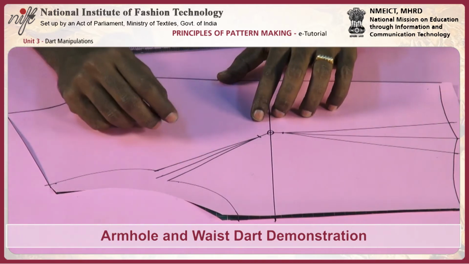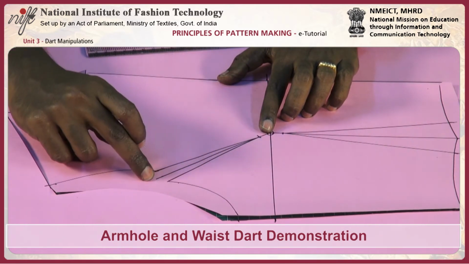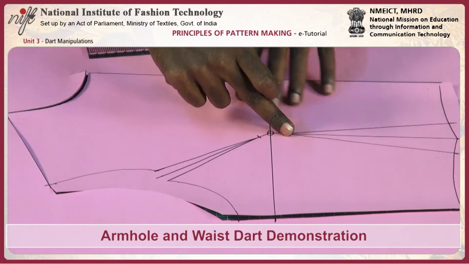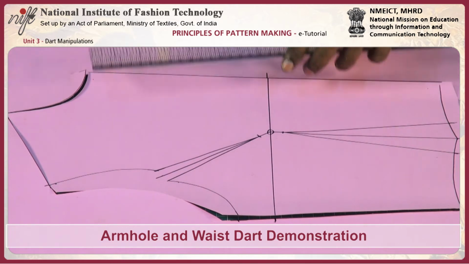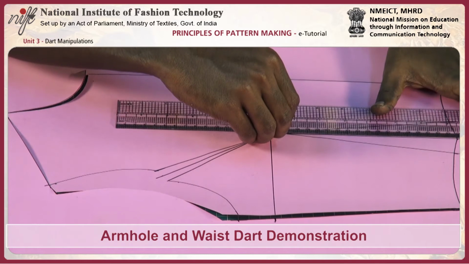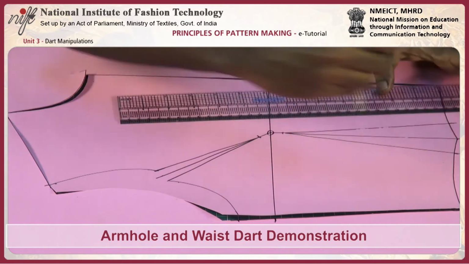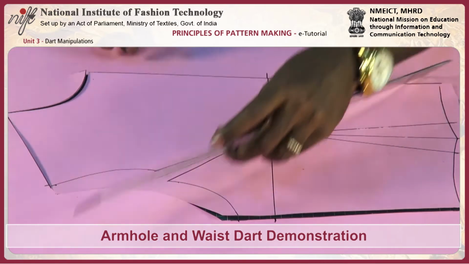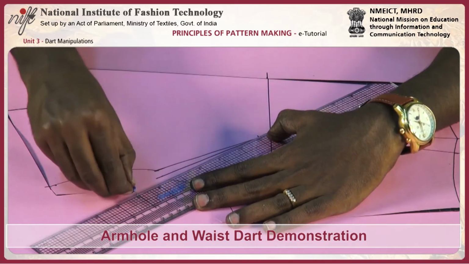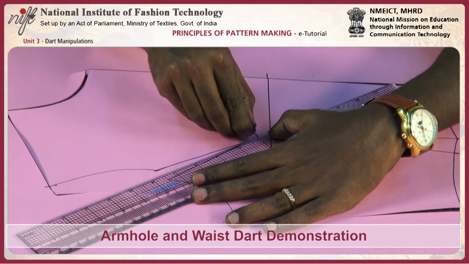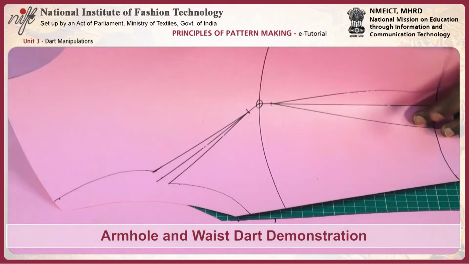Now we have to close the dart. Close the bottom line, crease the bottom line and fold on the center line. Crease the line which is near to center and fold on the center. Cut the pattern.